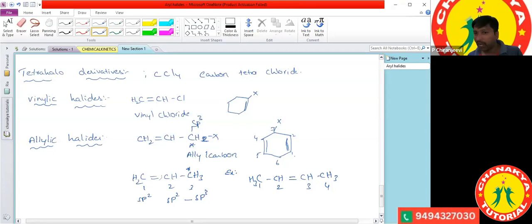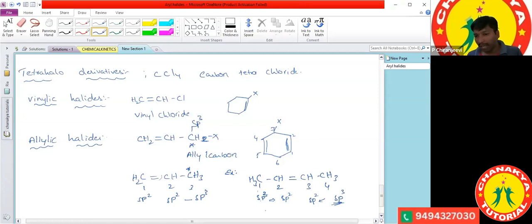So how are we going to find out? First we find the hybridization. The first carbon atom exhibits sp3 hybridization, the second carbon atom exhibits sp2 hybridization, the third carbon atom exhibits sp2 hybridization, and the fourth carbon atom exhibits sp3 hybridization. If an sp3 hybridized carbon is attached to an sp2 carbon, that carbon becomes allyl. And on this side also, the first carbon exhibits sp3, attached to an sp2 hybridized carbon atom. Then we have 2 allylic positions in the given compound.